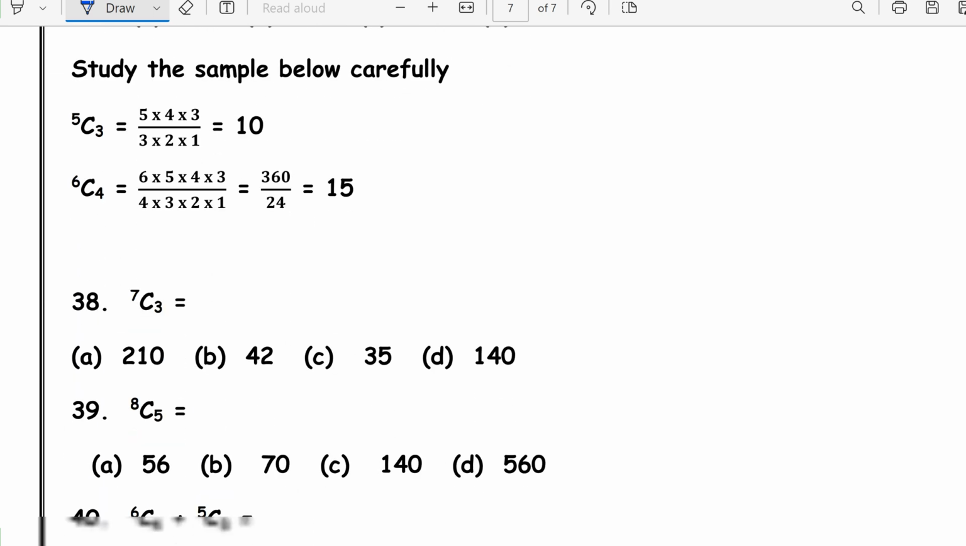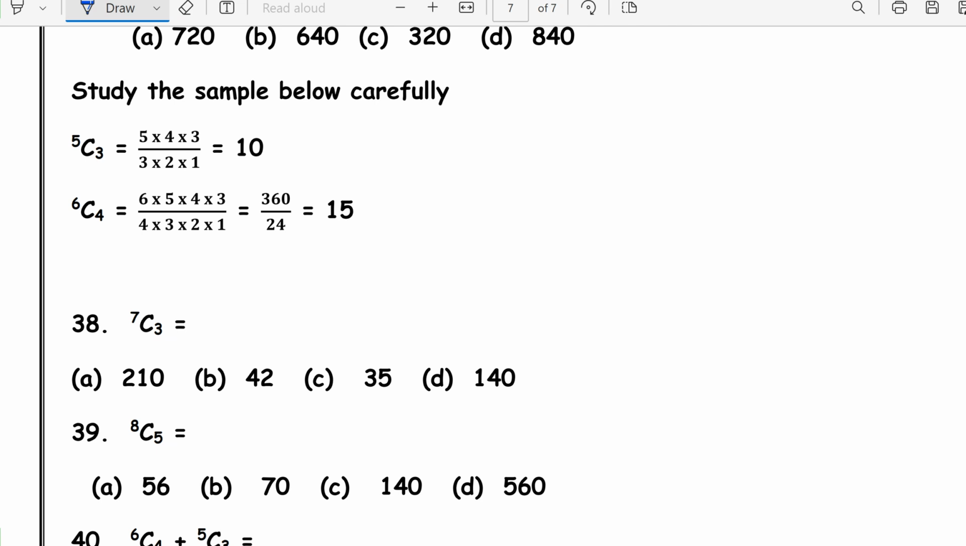Now, when it comes to combination, it is the way you can arrange numbers. Okay? Now, look at this. How do we arrange 5 things when you combine 3 at a time? What you do is 5 times 4 times 3. Because you are combining 3, you write 3 numbers at the top and 3 numbers below, starting with 3. So that will be 3 times 2 times 1. And when you cancel it out, you get 10.